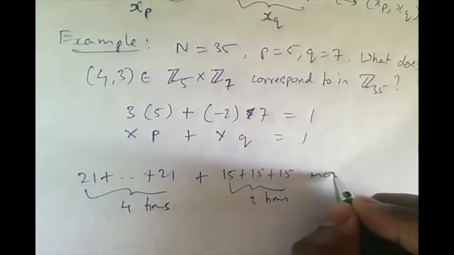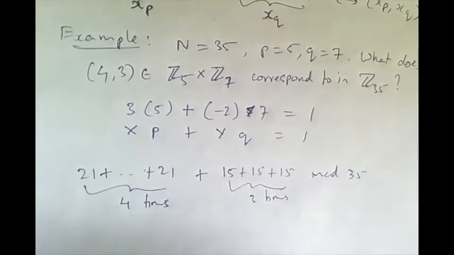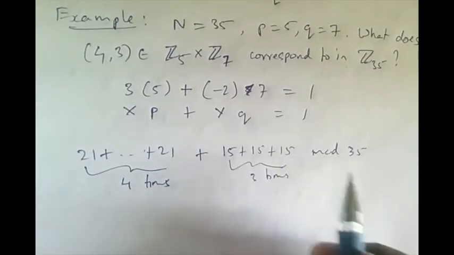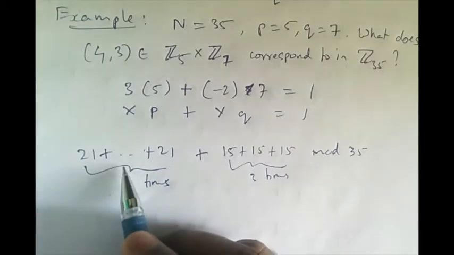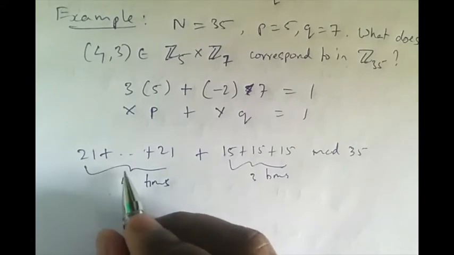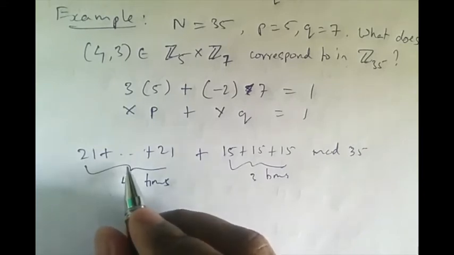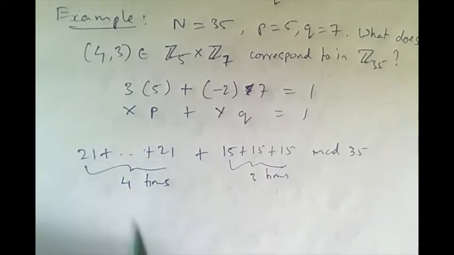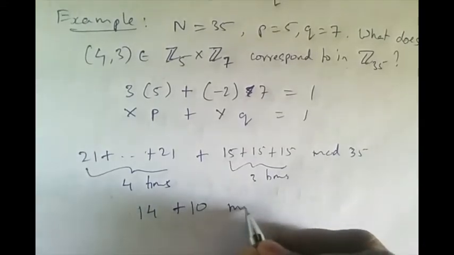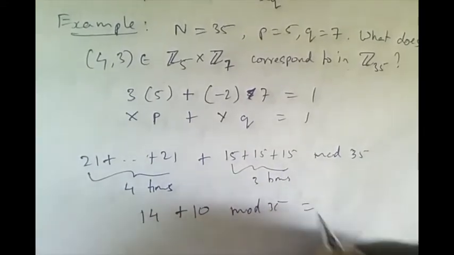Mod 35 is the right answer. So here this is 45 mod 35, which is just 10, and 84 is 70 plus 14, and 70 is 2 times 35, so that's 14. So this is 14 plus 10 mod 35, which is 24.